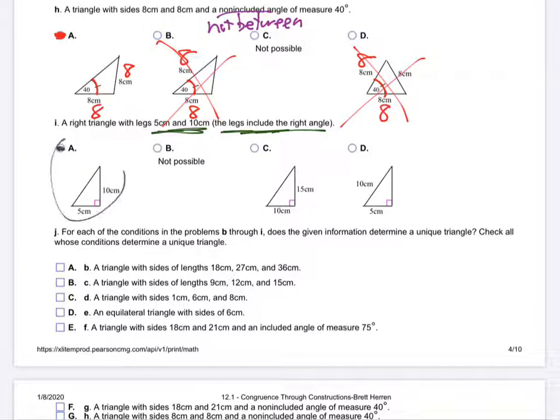We good with A? A is the right answer, right? Just nothing, no special trickery there. Just 5 and 10 and the right angle, the 90 that's between them. Whereas D's not right because it's got a 5 and a 10, but the right angle's not between the 5 and the 10. And C is just different numbers.